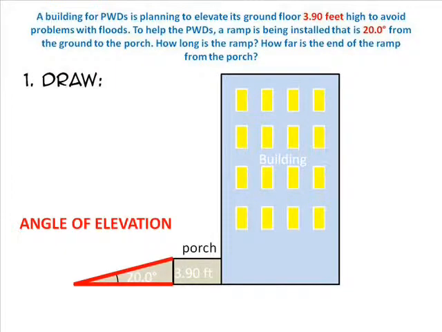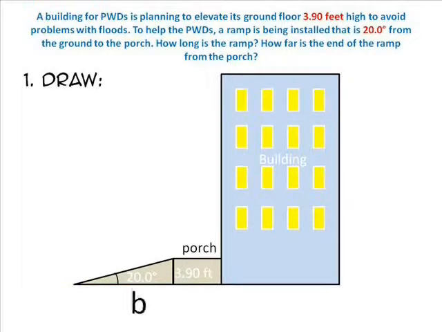Now from this information, we're trying to figure out how long the ramp is. The length would be right here and the height of the porch will be the base. So let's say that side B is what we're trying to find. How do we do that? Well, look at what we made. We actually created a right triangle, and we know quite a bit about right triangles. If we look, we have this angle, the angle of elevation, and we also know the measurement of this side. We're looking for the measurement of this side, B, the length of the ramp.